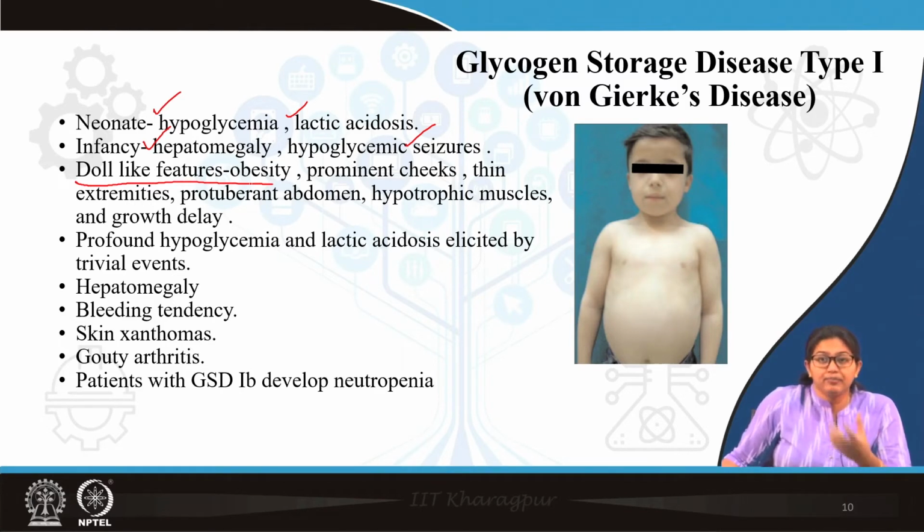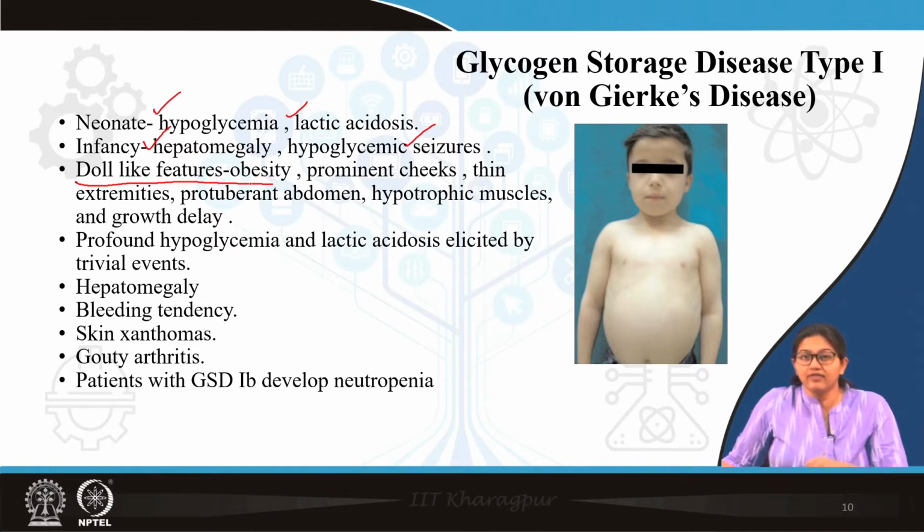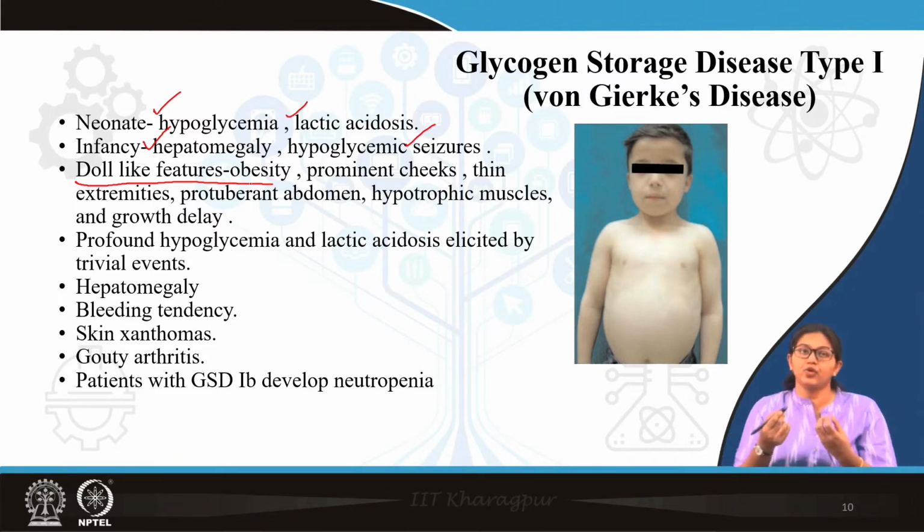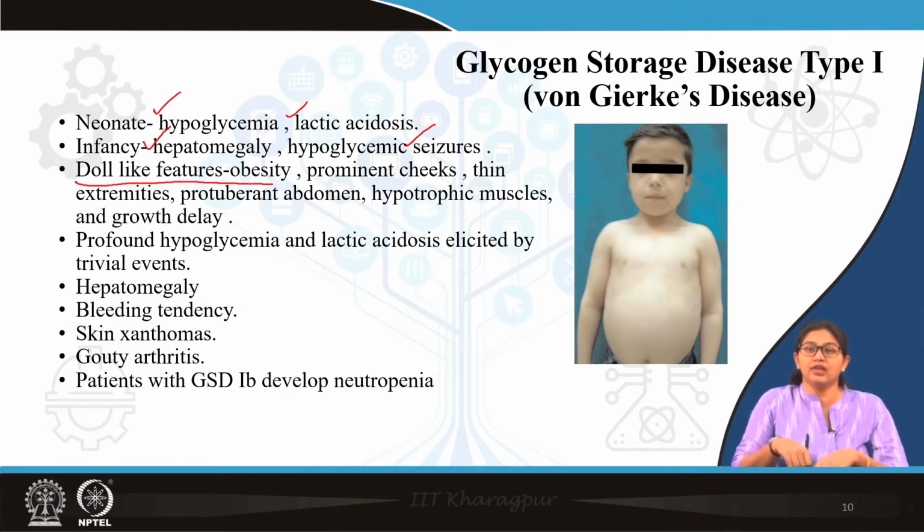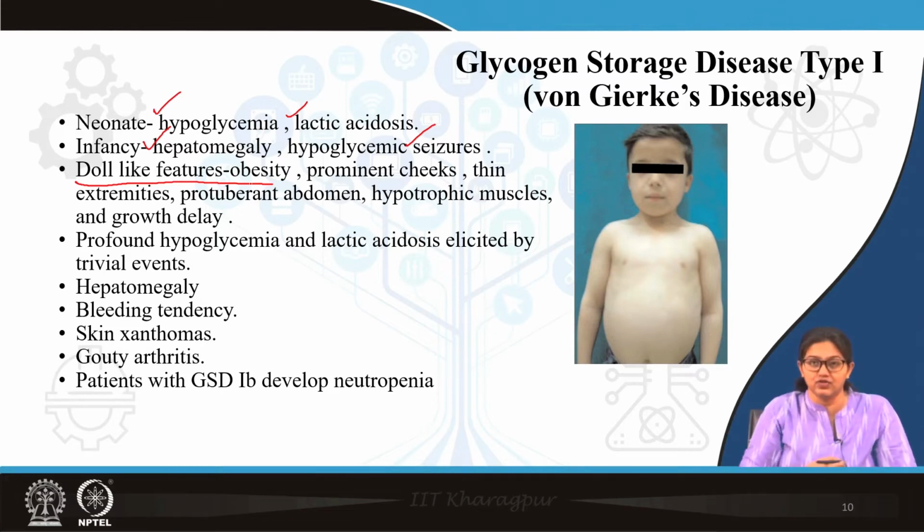The babies, or the kids, present with doll-like features. So, they have obesity, a protruded abdomen, prominent cheeks, hypertrophic muscles and growth retardation as well. The extremities are very thin, whereas the abdomen is protruded, giving rise to a feature of obesity. So, this is the doll-like feature which we say.